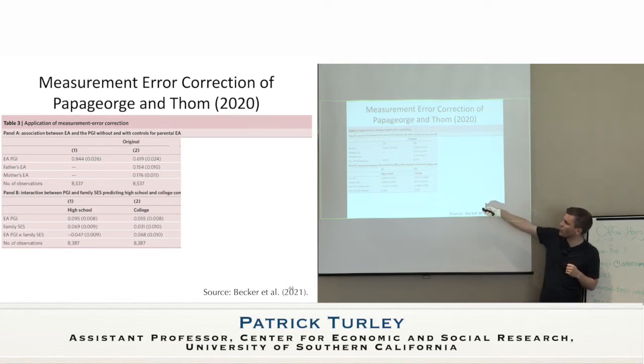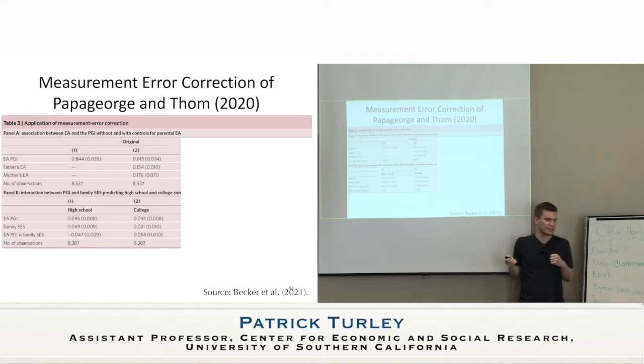But they see the opposite for college. So the EA PGI positively predicts college, SES positively predicts college, but they have a positive coefficient here on the interaction. So it's in the opposite direction. And so for high levels of education, their argument is that, oh, well, maybe these are complements.